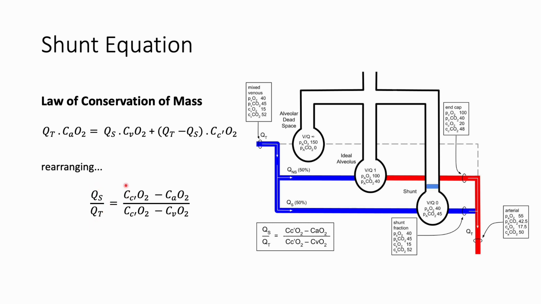And that's equal to the oxygen content in the pulmonary end capillary blood, which refers to the blood flowing past the ideal alveolus, minus the content in the arterial blood, divided by the content of the pulmonary end capillary blood, minus the mixed venous blood. And this is an equation that you should be able to quote in the exam.